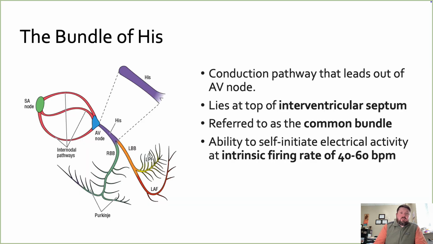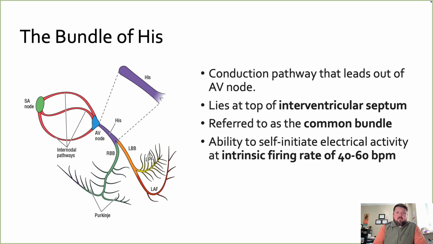The bundle of His, just below the AV node and the AV junction, lies at the top of the interventricular septum. It's referred to as the common bundle, and at the bundle of His, just like with the AV node, it should have an intrinsic firing rate, if it has to pace, of 40 to 60 beats per minute.